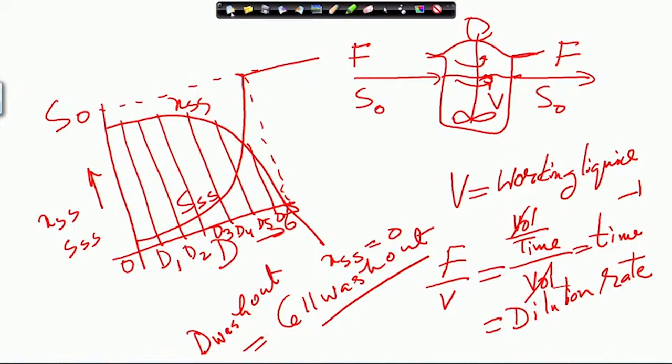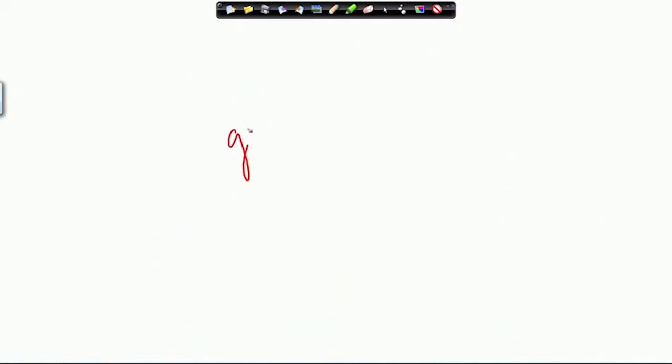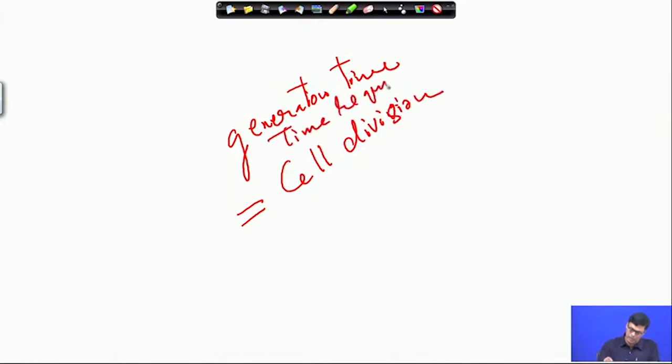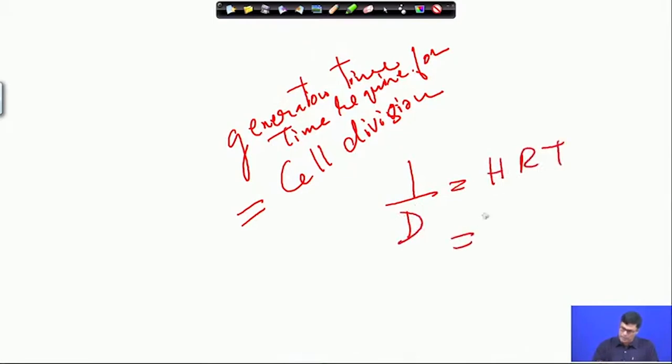One, I can explain, we know the generation time. What is generation time? Generation time is the time required for cell division. Am I right? So suppose you are passing the cell in the reactor, what is 1 by D? 1 by D is called HRT. What is HRT? HRT is called hydraulic retention time.